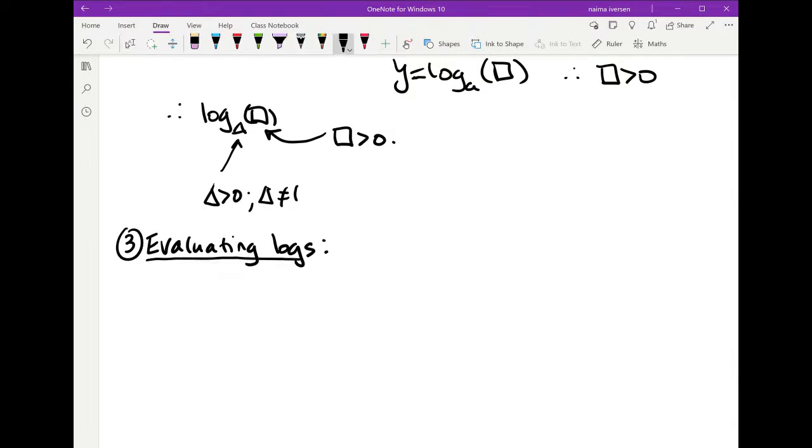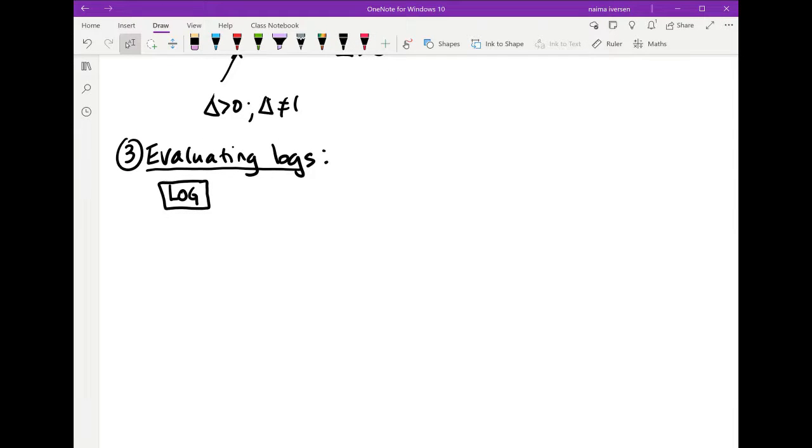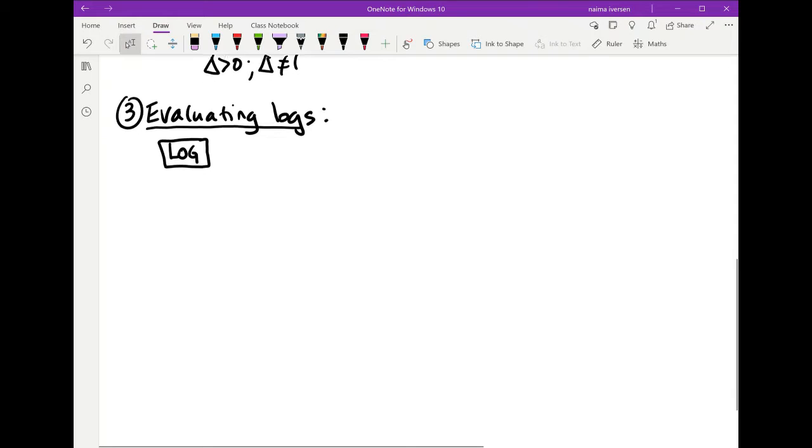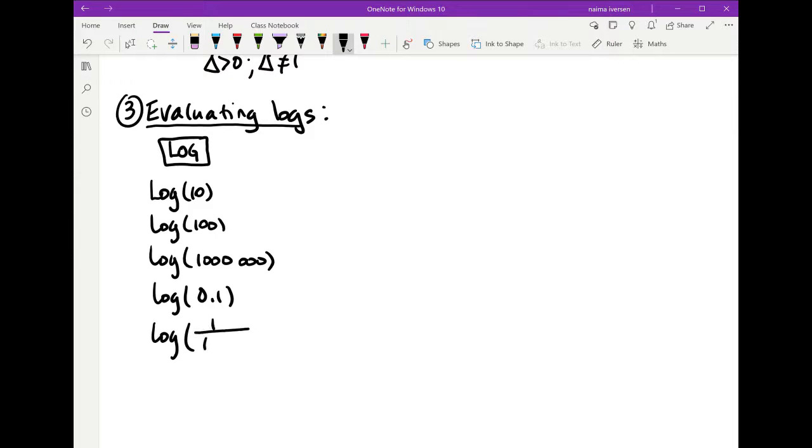The easiest way for me to show you how to evaluate logs is for you to find the log button on your calculator. So if you do have your calculators in front of you or beside you somewhere, just grab them for a second. Maybe pause me while you grab them. And I'm going to get you to find the log of some things. So we're going to find log of 10, and we're going to find log of 100, and we're going to find log of, let's say, 1,000,000. And we're going to find log of 0.1, and we're going to find log of 1 over 1,000.